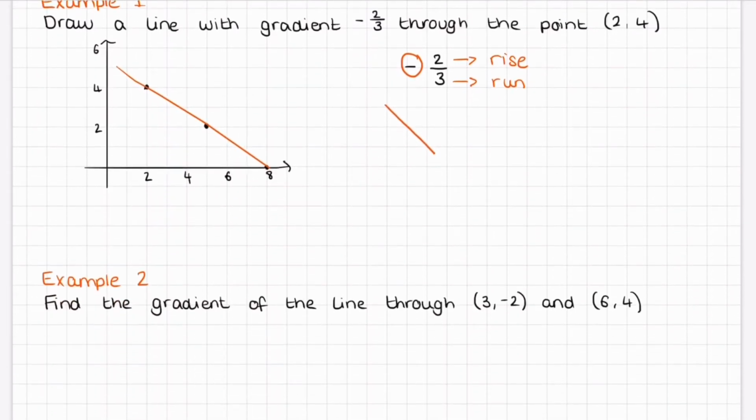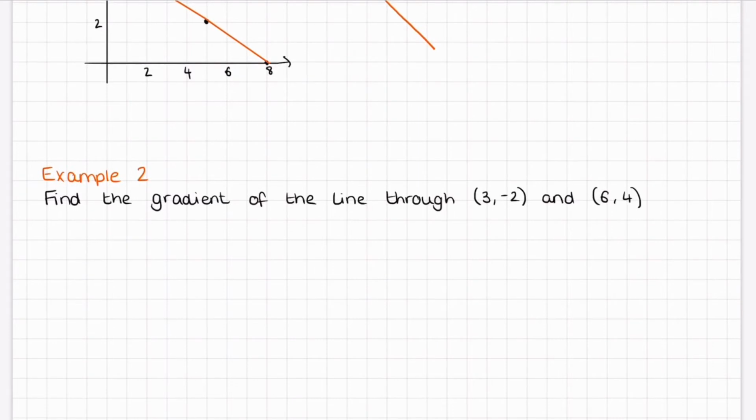Now, if we want to work out what a gradient is, we've got to find the gradient of the line through 3, -2 and 6, 4. So this line goes through those 2 points, and we want to find the gradient. When you're working out the gradient, you can pick any 2 points on a line. It doesn't have to be 2 specific points. Obviously, we've already got 2 points for this question, but if you were given a graph of some sort, then you can pick any 2 points on the line that you can see, and you will get the same answer.